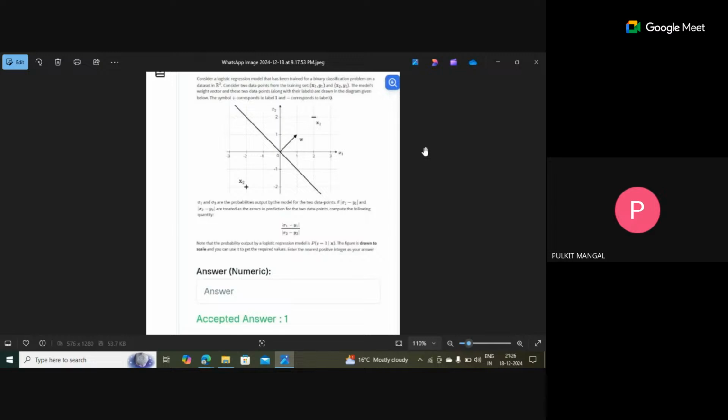Note that the probability output by the logistic regression is... the figure is drawn to scale. So what is sigma i? Sigma i is the probability of y equal to 1 given x. That is sigma of w transpose x.